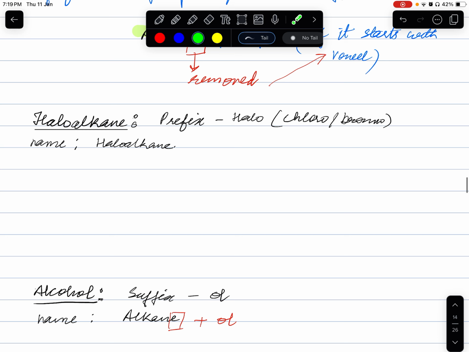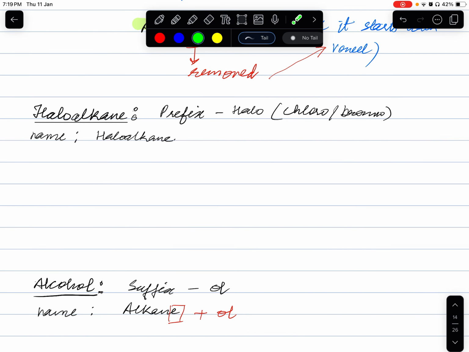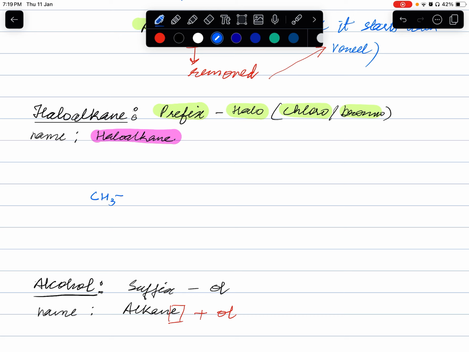So let us apply this one by one, so that it will be clear in the case of different classes of compounds. The first one is haloalkane. In the case of haloalkane, the prefix which is added is halo. Like if it is chlorine, then we write chloro, and if it is bromine, we write bromo. And the name of the class of compound is haloalkane. We have done one example previously. I'm writing that example here, CH3CH2Cl.